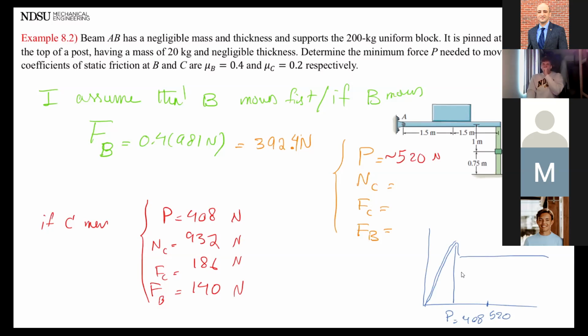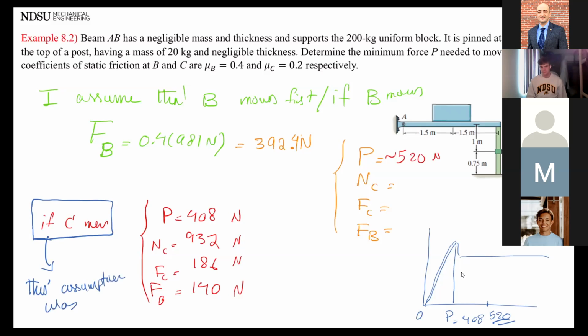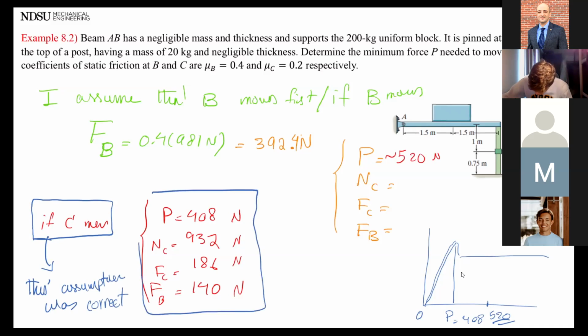So if your force starts from 0, force P, and reaches 408, point C starts slipping. Okay. If you increase it and it reaches this number, 520 or around that number, B starts slipping. So C moves first. So this assumption was correct. Now I know. Before it was just an assumption, a theory. Right now, I know it. So these are going to be your final answer.